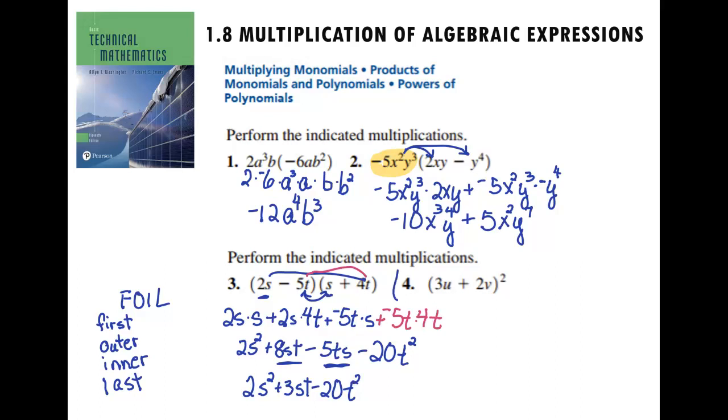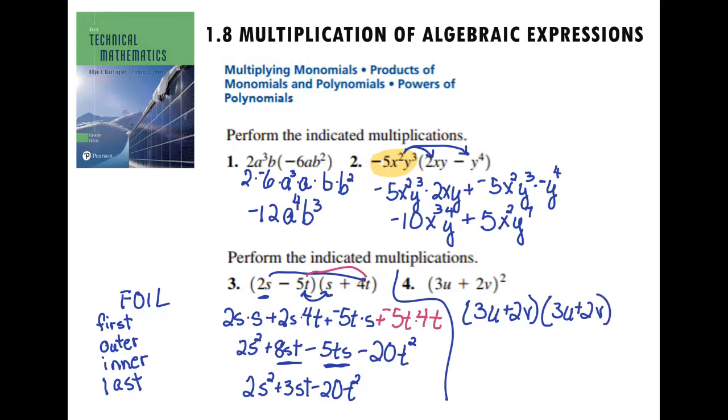Now for problem number 4, this one is squaring a binomial. And it may help you to go ahead and write it down as a binomial times a binomial. So we've got 3u plus 2v, and we're multiplying that times itself. That's what that power means. Times 3u plus 2v.